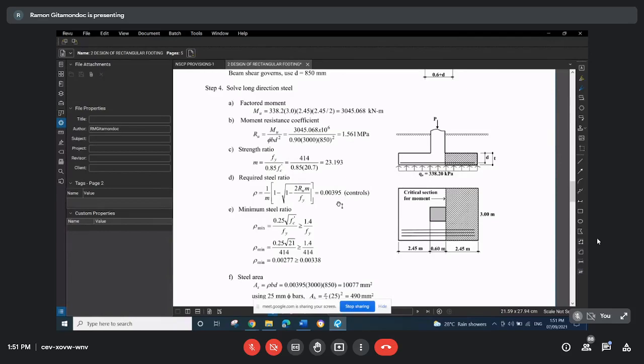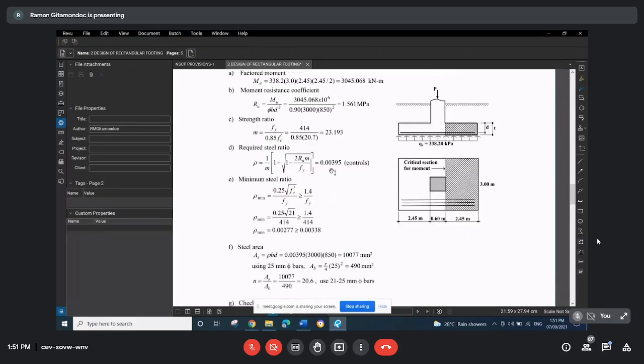to get an answer of 0.00395. This one we have to compare with the minimum steel reinforcement ratio given by this formula: 0.25 square root f'c over fy, but not less than 1.4 over fy. So between these two minimum, 0.00338 governs. And since rho required is greater than rho minimum, then of course we use rho required. So rho multiplied by bd, you get your steel reinforcement. So you have here the answer.